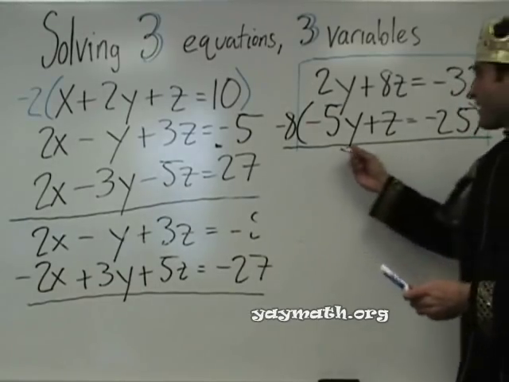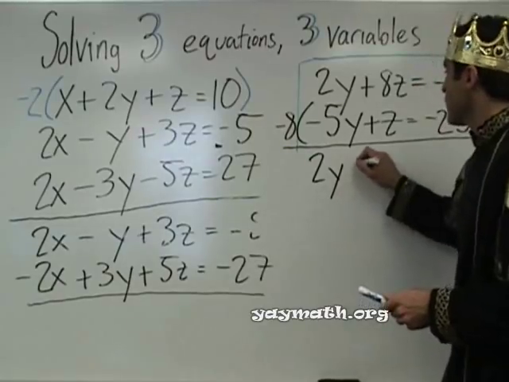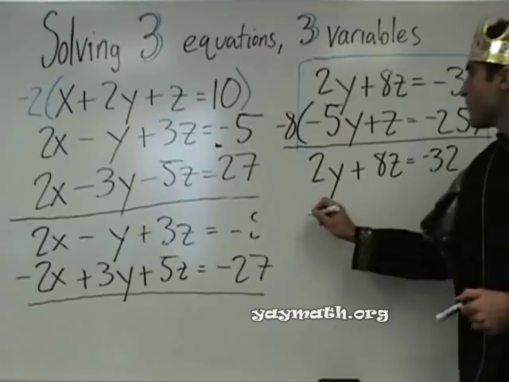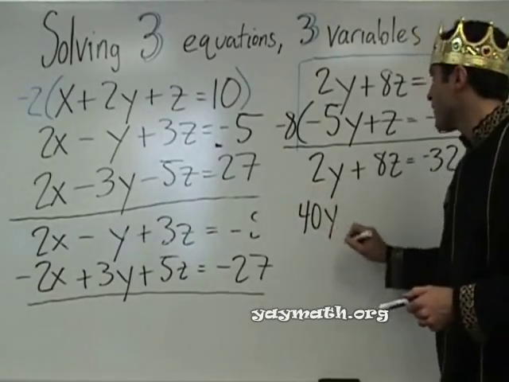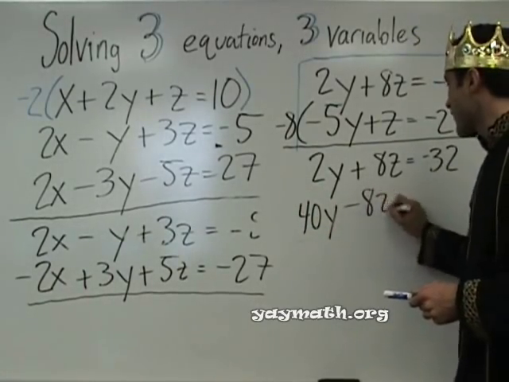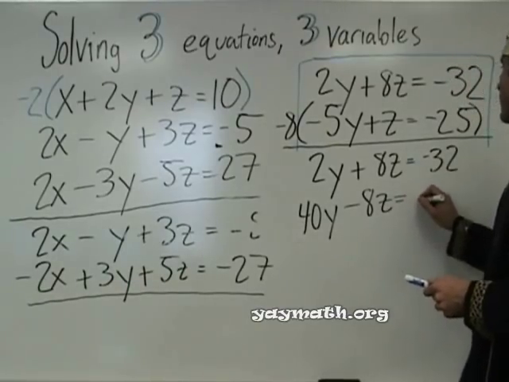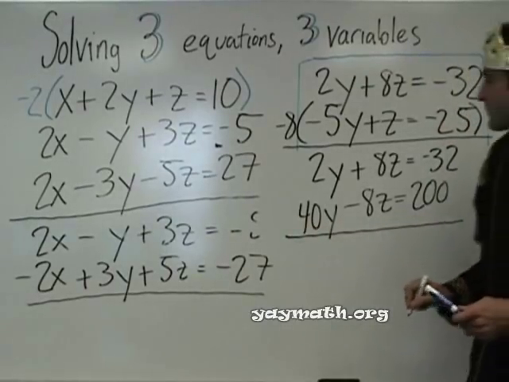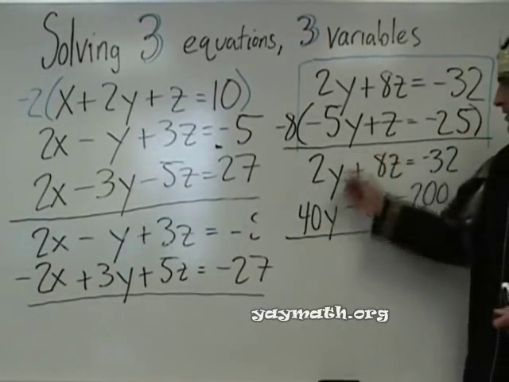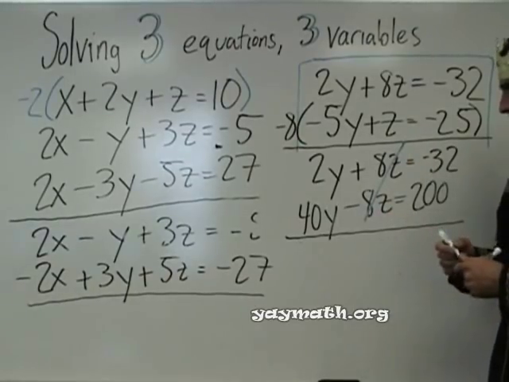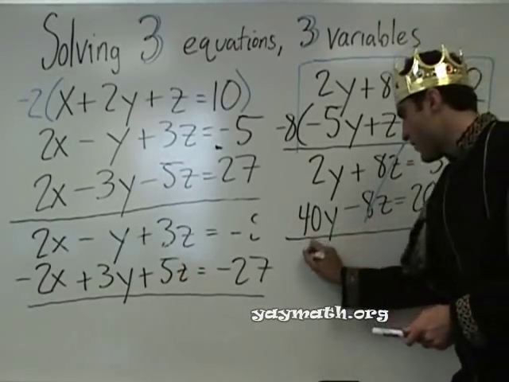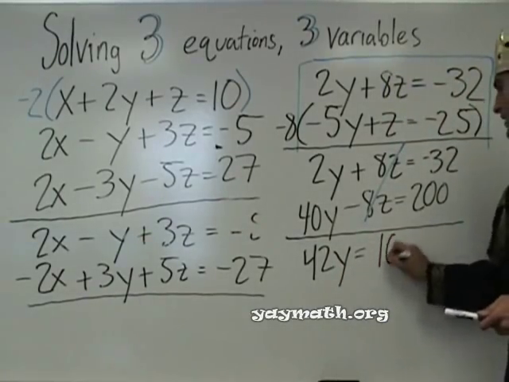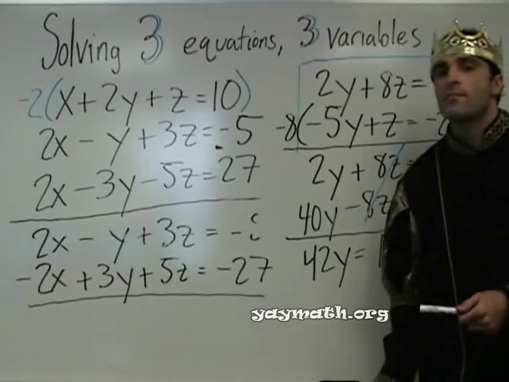So rewriting both again: 2y plus 8z equals -32. And 40y minus 8z equals positive 200. Now these two add up. These two are killed, so I kill you. 40 plus 2 makes 42. 42y equals 168. Divide both sides by 42.